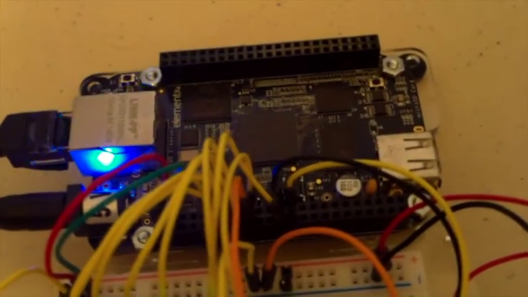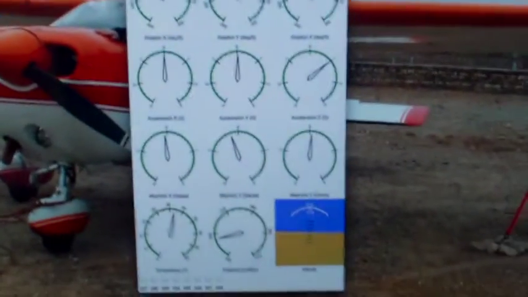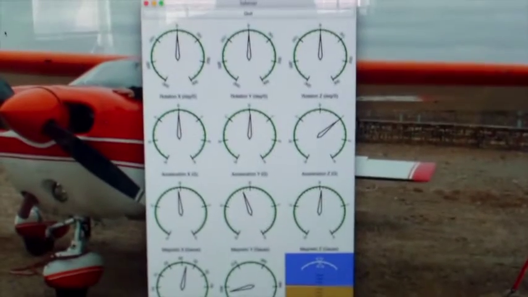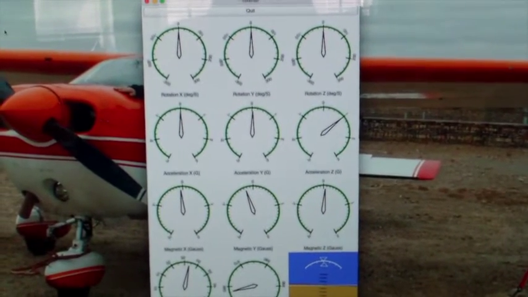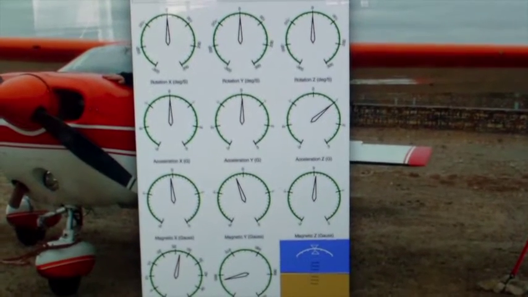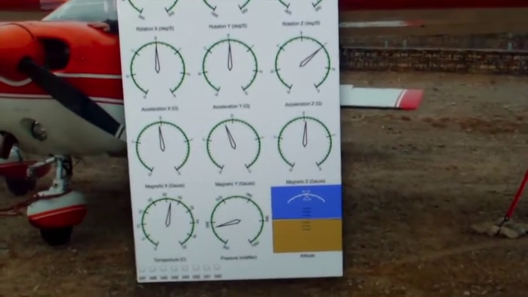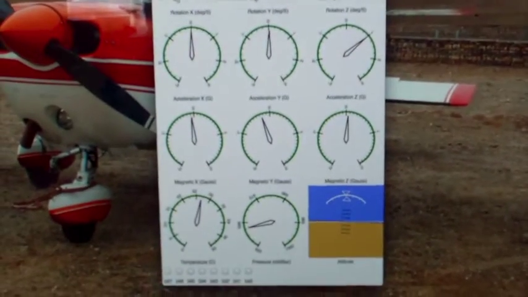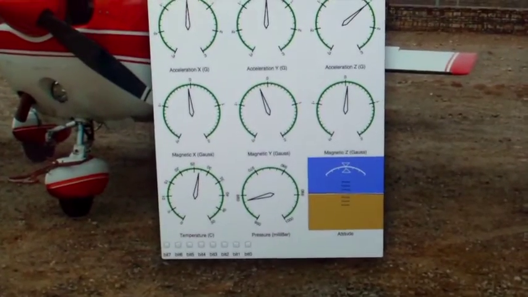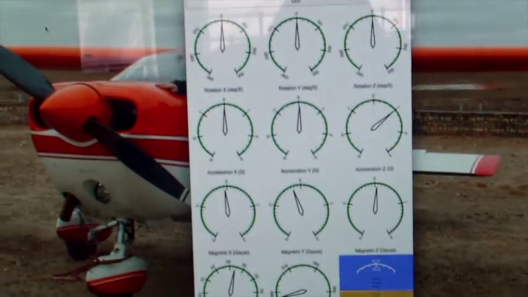So there's a program running on here that reads the data and sends it out over the network in a broadcast, and then the values are actually displayed up here. So the top row is rotation rates, second row is acceleration, and you can see the z-axis is about 1 g of acceleration. Third row is magnetic field, and the bottom row is temperature, air pressure, and a simulated attitude indicator. The attitude indicator is based on the rotation rates.